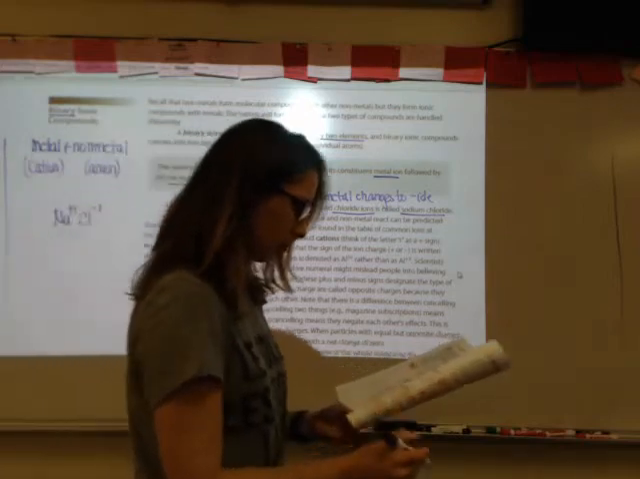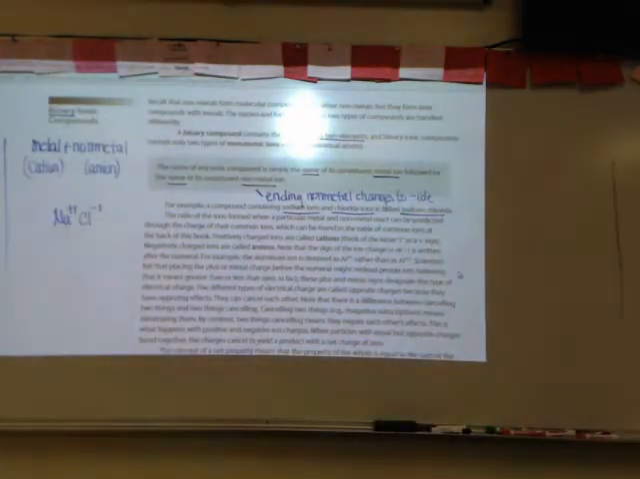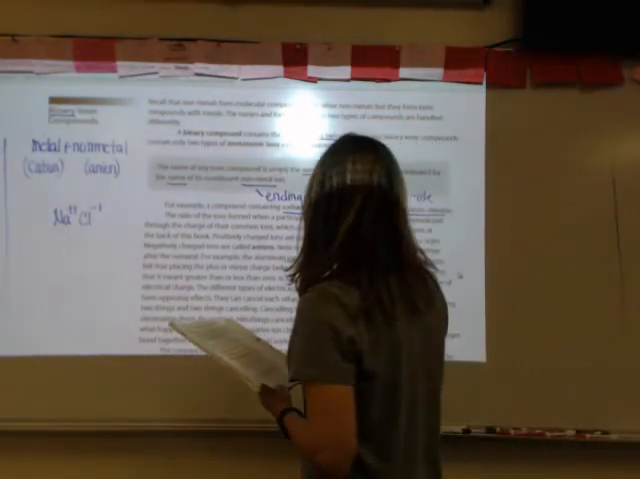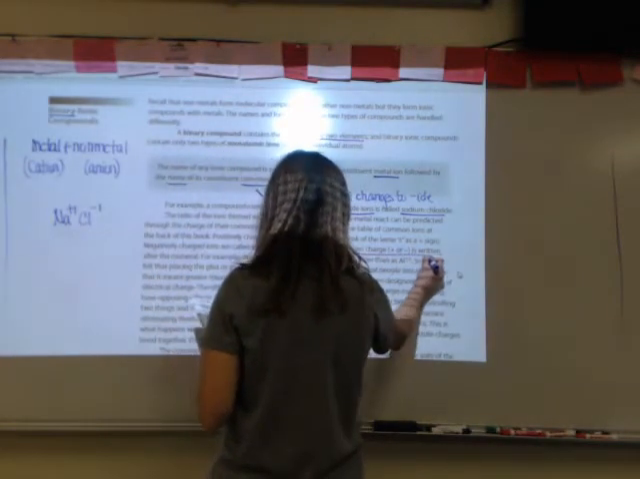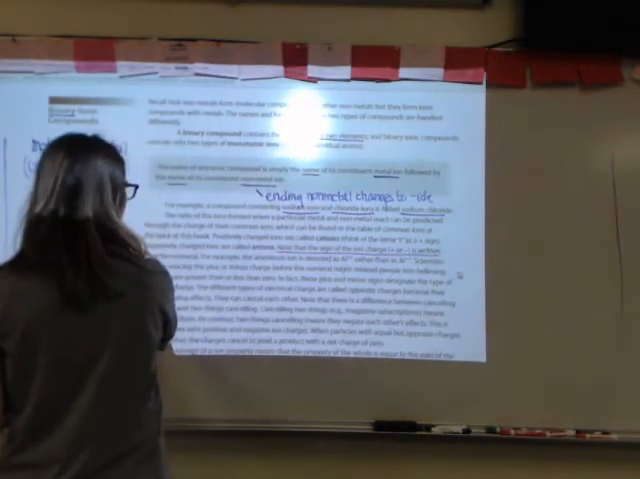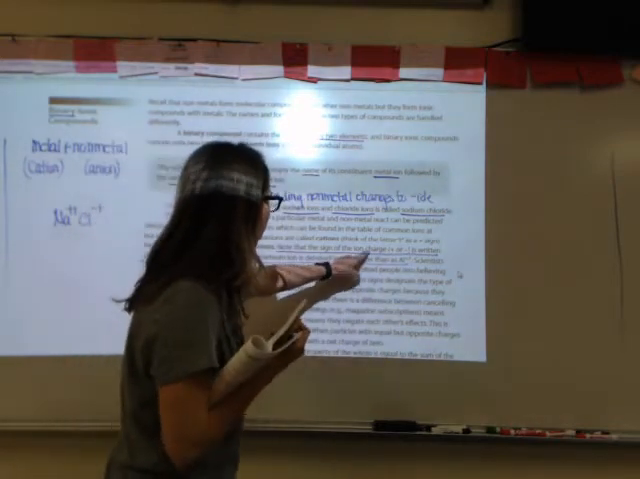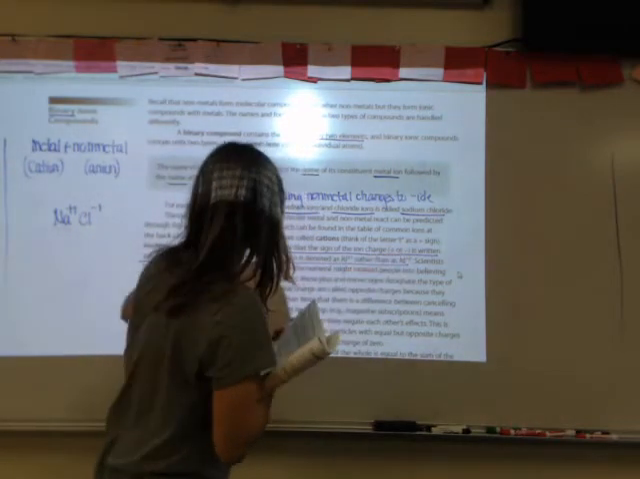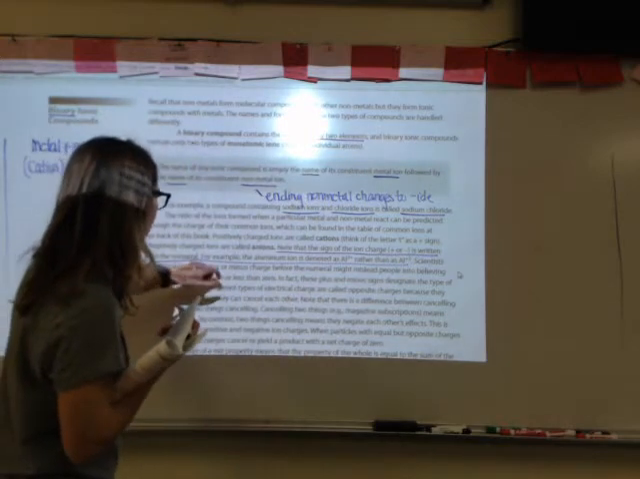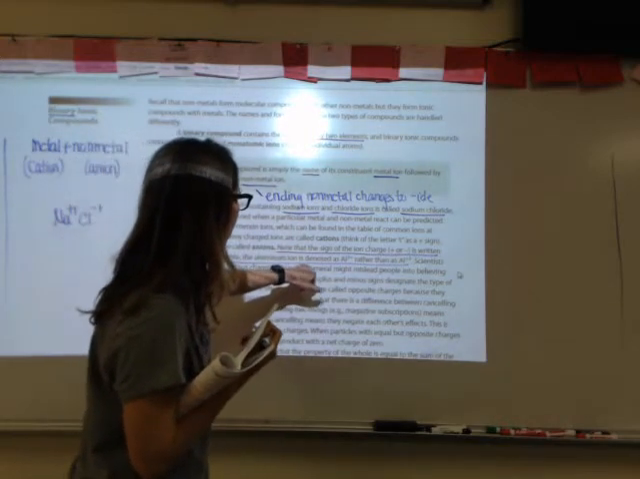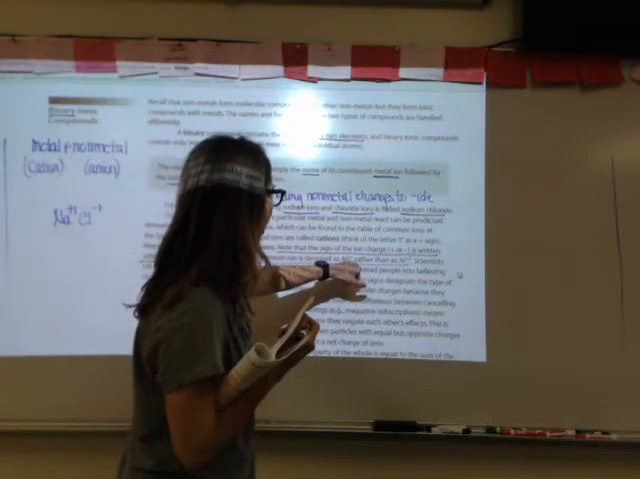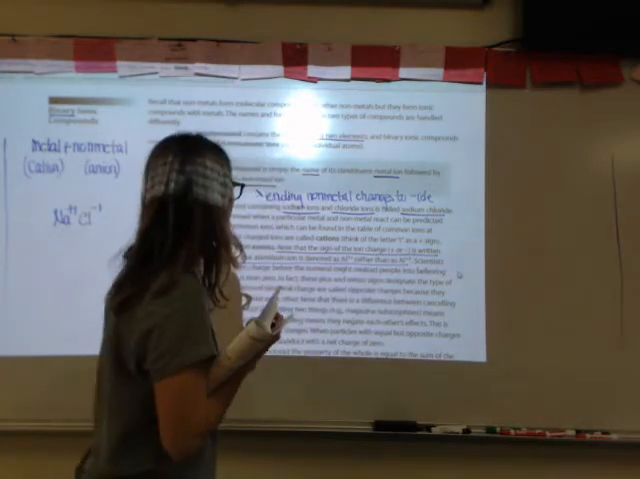Now, if we take a look at this note here in the paragraph, it says, note that the sign of the ion charge, plus or minus, is written after the numeral. For example, an aluminum ion is denoted as Al3+ rather than Al+3.